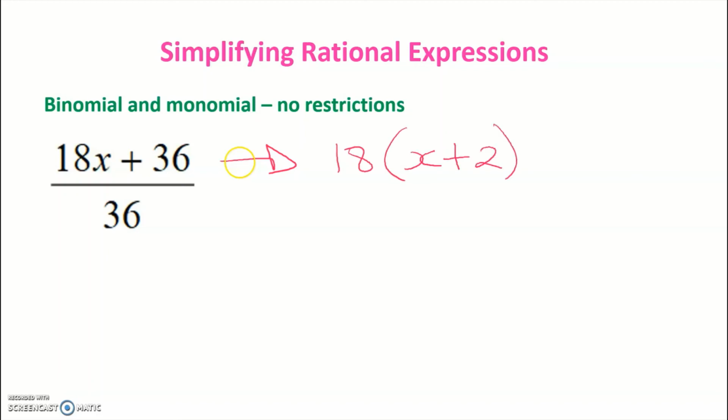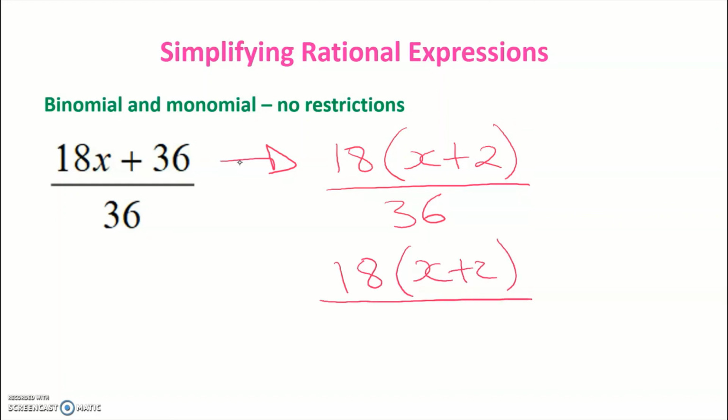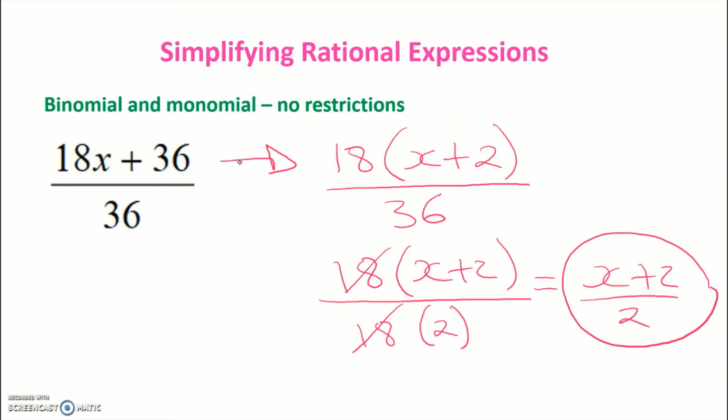plus 2. 36 we can't do anything with, but we can recognise that 18 is a factor of 36, so I'm going to take that factor out. You don't have to do this step, you can simply divide by 18. I'm just doing it so that you can see what I have done. Now the 18 and 18 cancel out, and I end up with x plus 2 over 2 as my simplified expression for the first expression we started with.